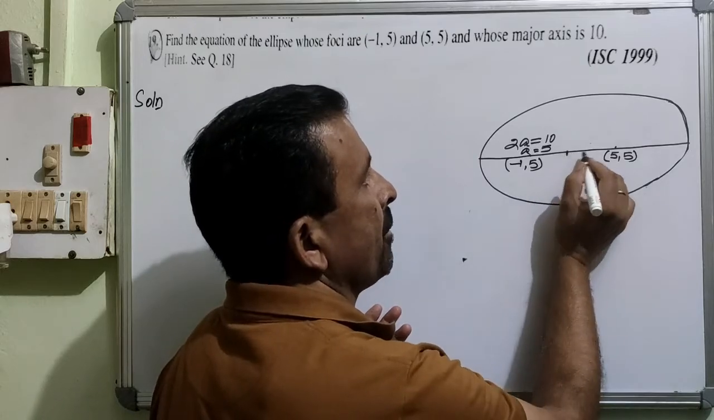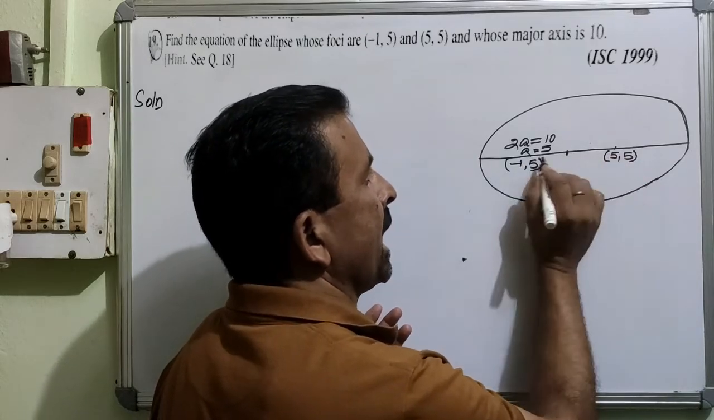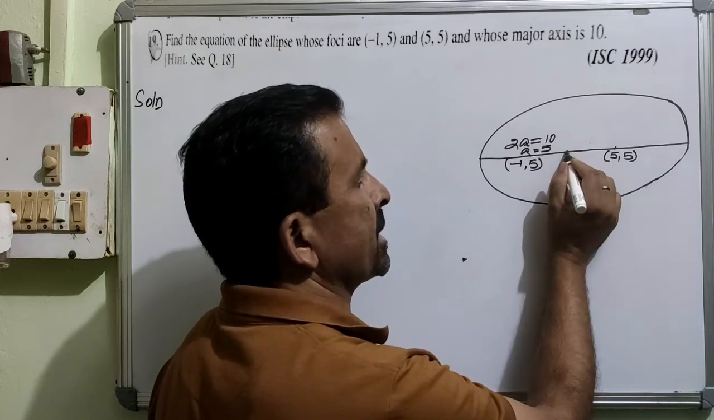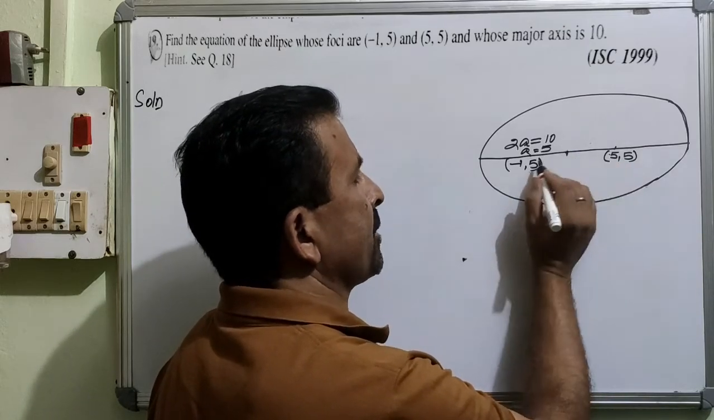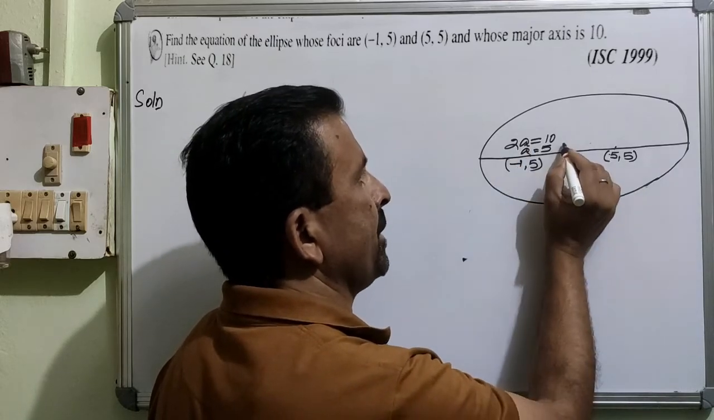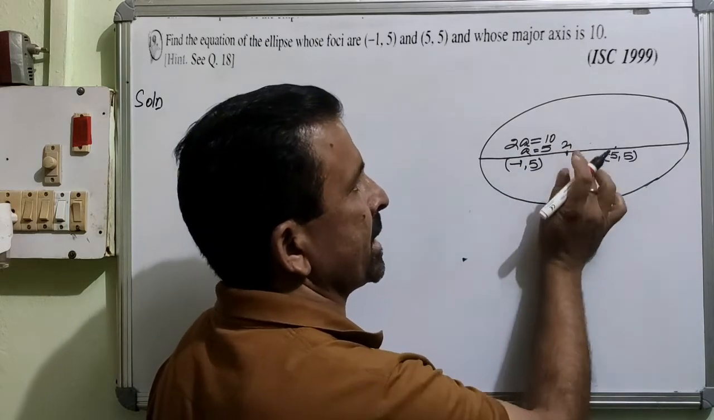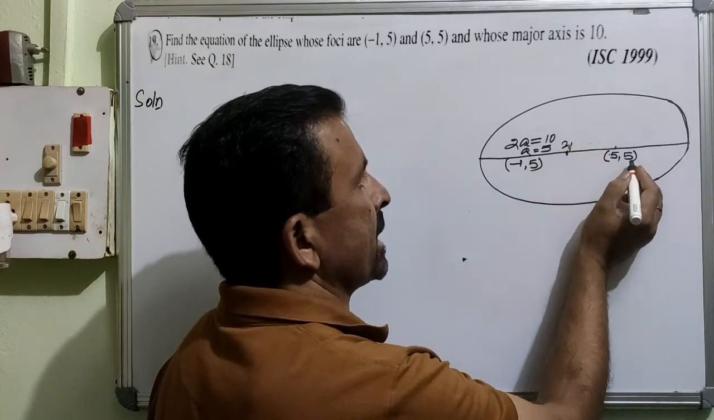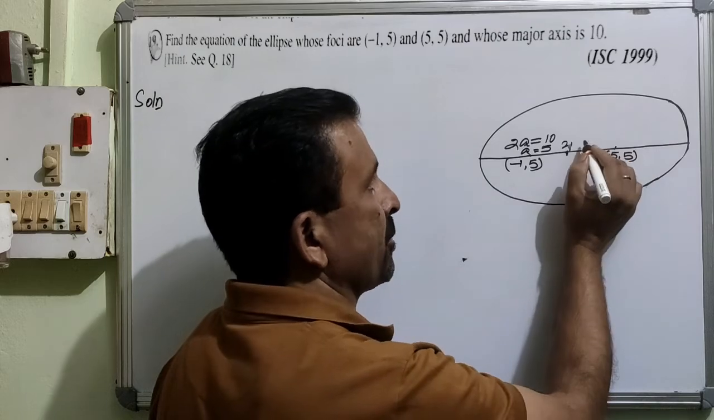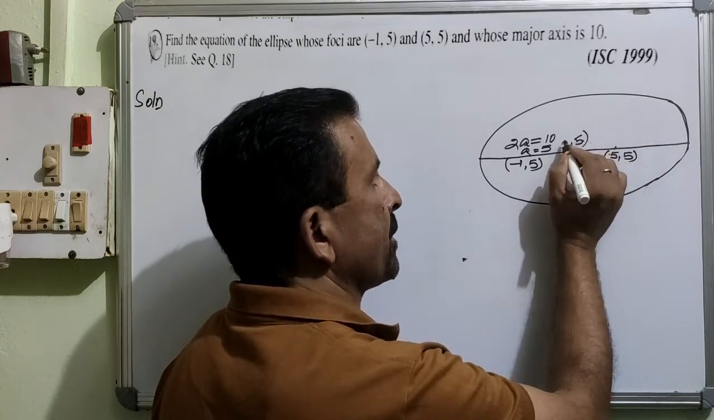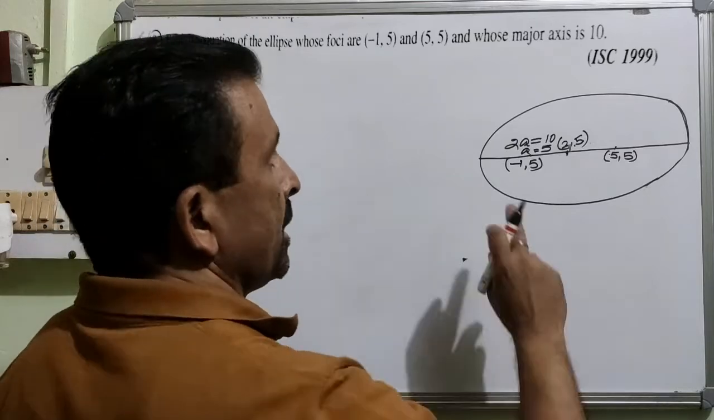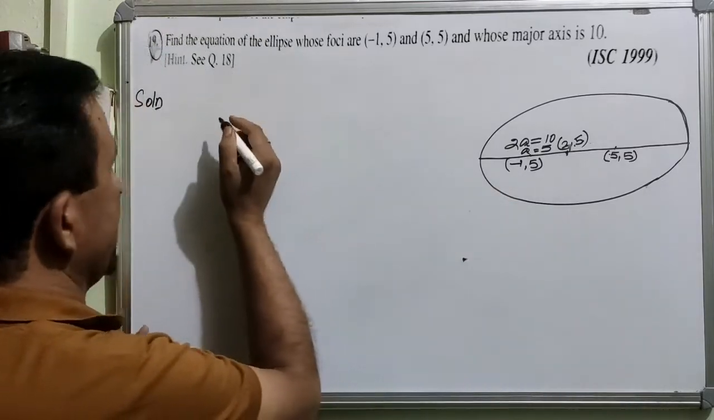So we need the coordinate of the center. Now we know that these foci are at equal distance from the center, so it is very easy to find the coordinate of the center. We can find the average of the x coordinates and the average of the y coordinates. So 5 minus 1 is 4, and 4 divided by 2 will be equal to 2. That becomes the x coordinate of your center. And then 5 plus 5 divided by 2, that means 10 divided by 2, will be equal to 5. So this becomes the coordinate of your center. Now, with the help of this, we are going to begin.